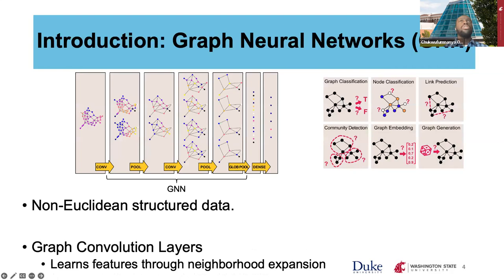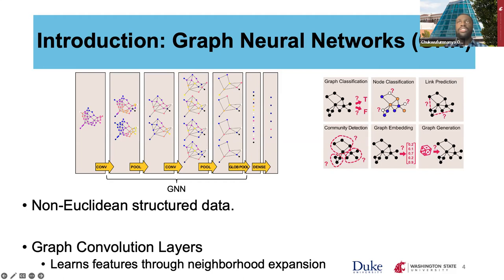Graph neural networks operate on unstructured, non-Euclidean data, basically graphs, and they learn features through aggregation and neighborhood expansion. The main tasks for graph neural networks are graph classification, where you want to identify what type of graph this is, node classification, link prediction, and many other applications that you can see in the figure on the right.